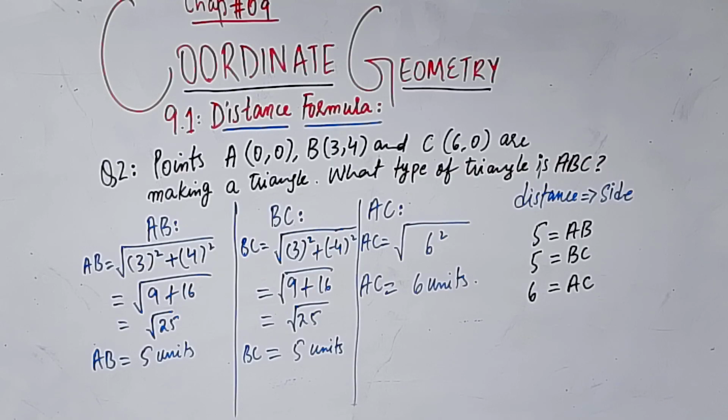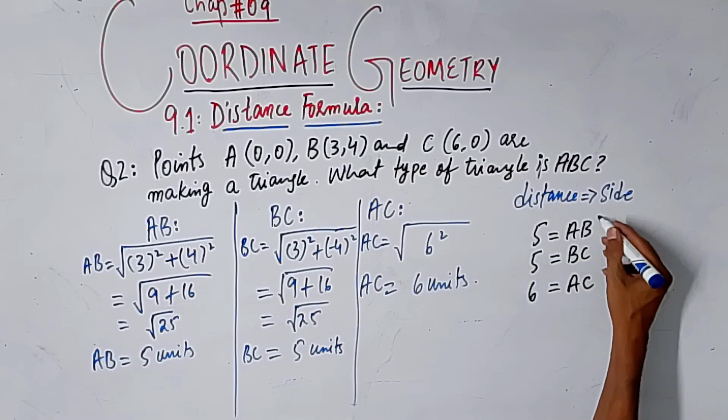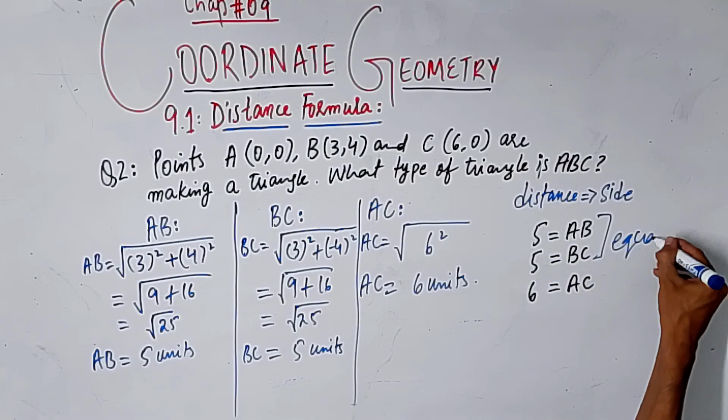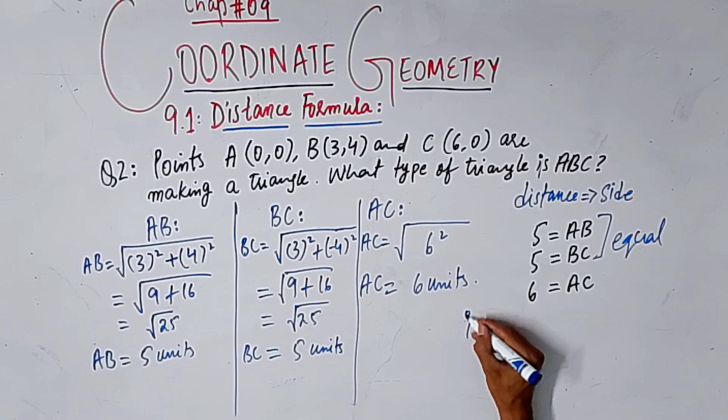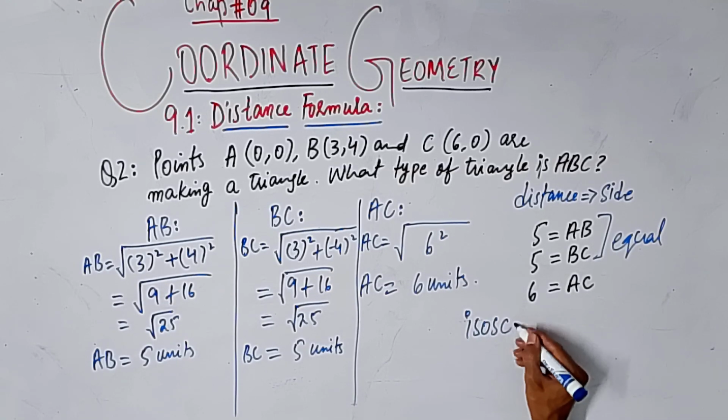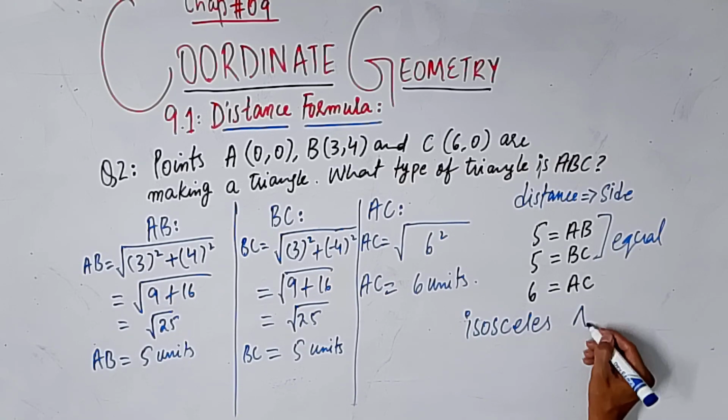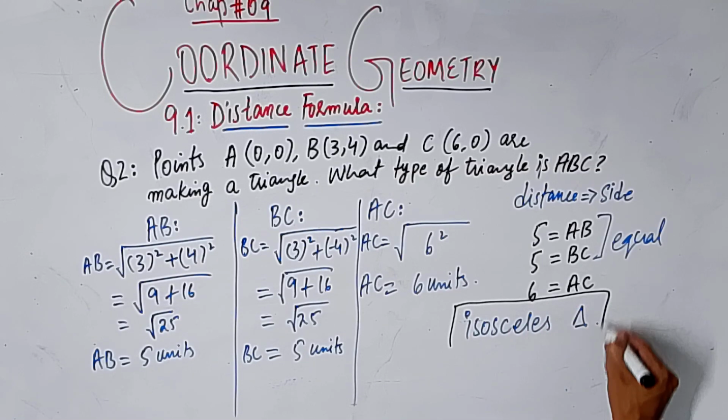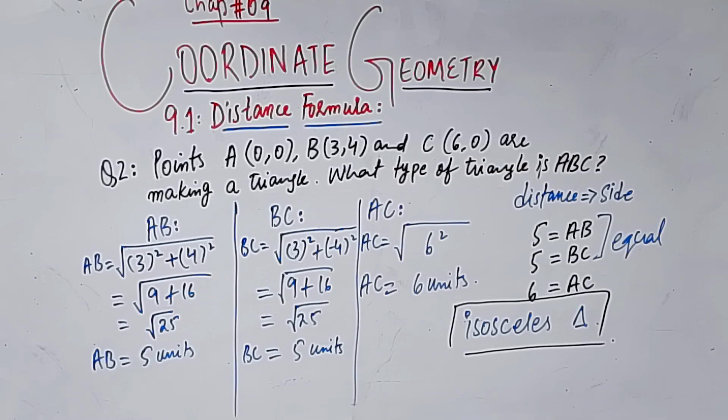Yes, in an equilateral triangle, you have all 3 sides equal. In a scalene triangle, you have all 3 sides different. But if you have 2 sides equal, you call this type of triangle an isosceles triangle. So this is how we apply the distance formula to find the type of the triangle or to find any other thing related to the geometrical shape.